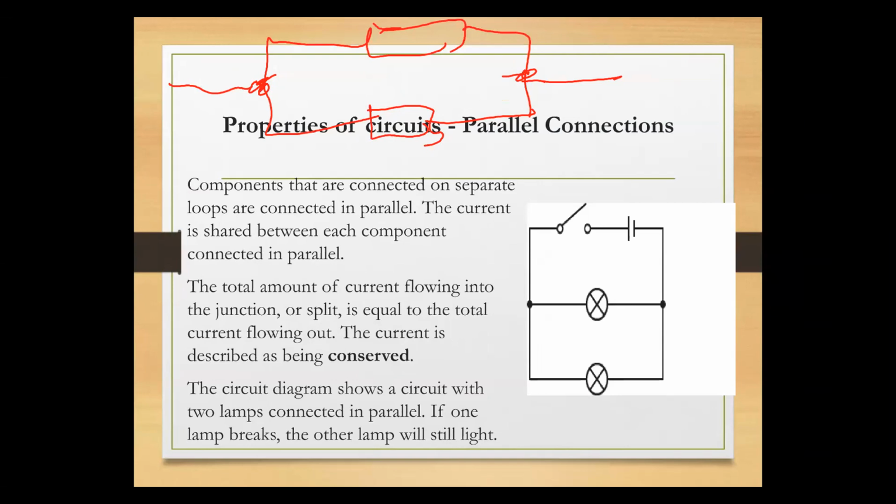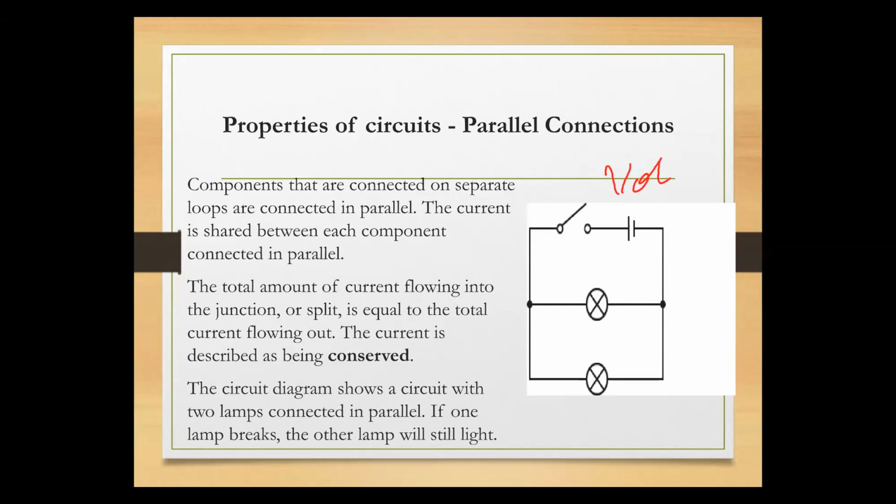So components that are connected on separate loops are connected in parallel. For example, look at these two. They are sharing again, right? Comes here, shares, goes there, and then goes there, they meet again. Just like that connection there. So components that are connected on separate loops are connected in parallel. The current is shared between each component. So here we say that voltage doesn't change. Voltage is the same.